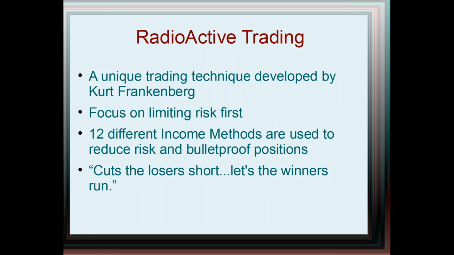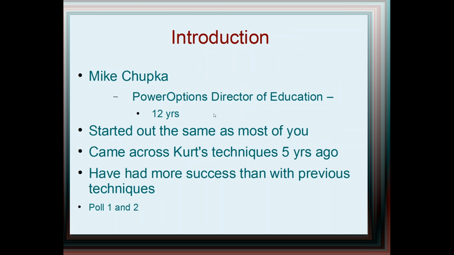Over time, the technique developed into 12 different adjustments we make off the initial setup to reduce the initial amount at risk, potentially bulletproof the position, which some of you might have seen in the Foot Locker example from Tuesday, and of course still be able to earn extra income that we could do with other strategies. Of course, the main focus of an initial radioactive trading setup is to cut the losers short and let our winners run.